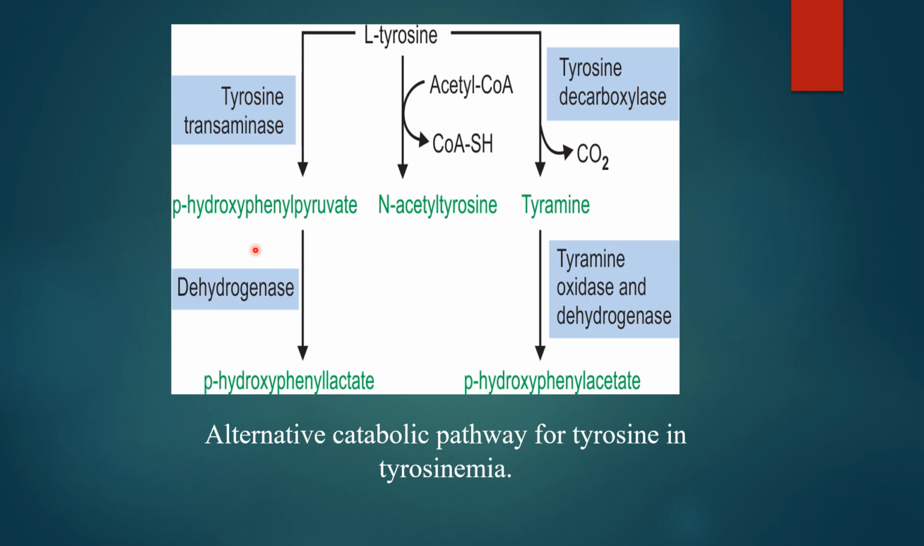This diagram shows the alternative pathway of tyrosine to various other metabolites. Via tyrosine transaminase, it converts to para-hydroxyphenylpyruvate, then from L-tyrosine to N-acetyltyrosine, then tyrosine decarboxylase leads to tyramine, then tyramine converts to para-hydroxyphenylacetate in the presence of the enzyme tyramine oxidase. Then dehydrogenase will lead to conversion of para-hydroxyphenylpyruvate to para-hydroxyphenyllactate. So this is how the various metabolites are produced.